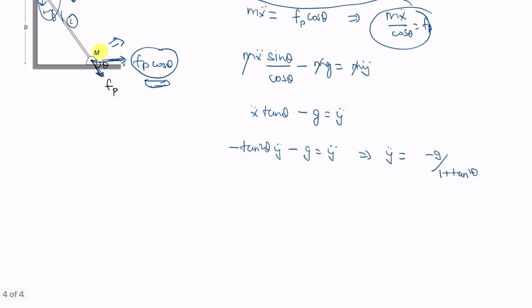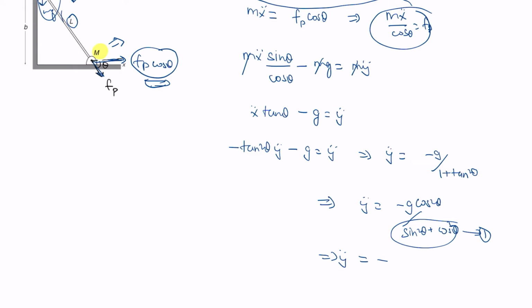Let me open it up a bit. y double dot equals minus g times cos squared theta upon sine squared theta plus cos squared theta. It's a bit messy, but anyway, the denominator goes to 1. So this implies that y double dot is minus g cos squared theta, right?